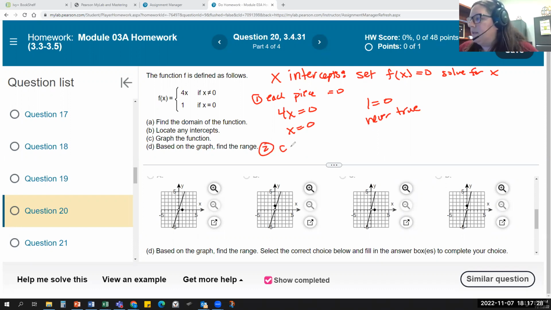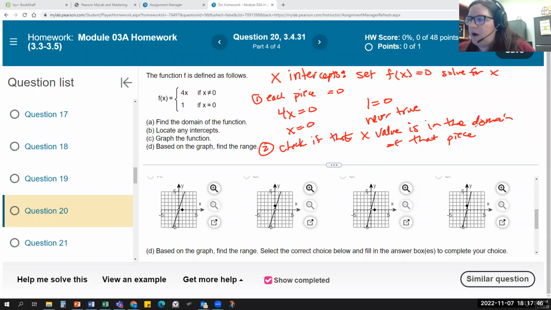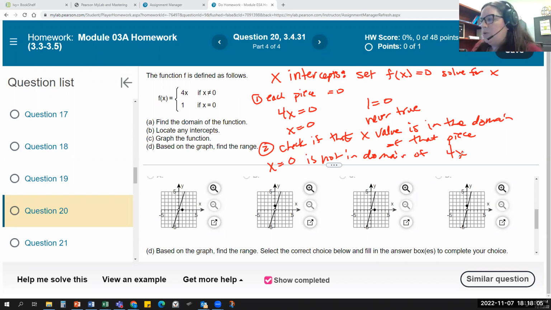So the second step is check if that x value is in the domain of that piece. So to get 4x to be 0, we need to plug in 0 for x. But the 4x is only if x is not equal to 0. So x equals 0 is exactly what is not in the domain of the 4x part. So that is not an x-intercept. So in this case, this example has no x-intercepts because the one piece didn't give any, and the other piece, what it would have given was not in the domain of that piece.